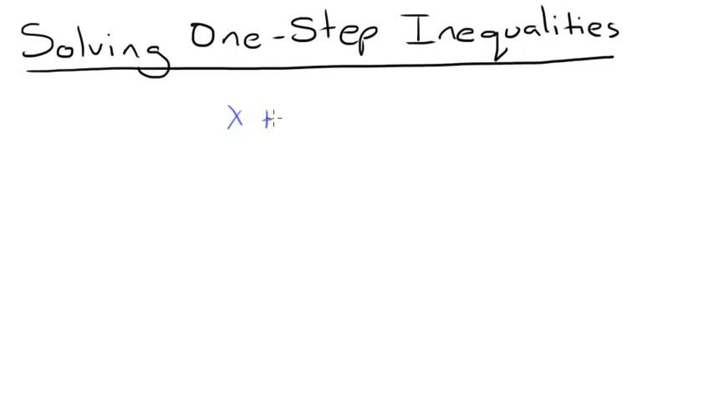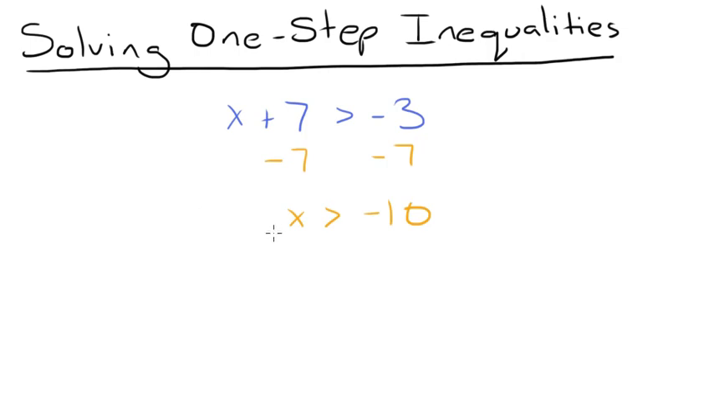x + 7 > -3. Since the goal, like with solving equations, is to isolate x on one side, we need to get rid of the +7 on the left side. We do this by subtracting 7 from both sides, just like with a one-step equation. So this will give us x > -10. And this is our answer for our inequality.